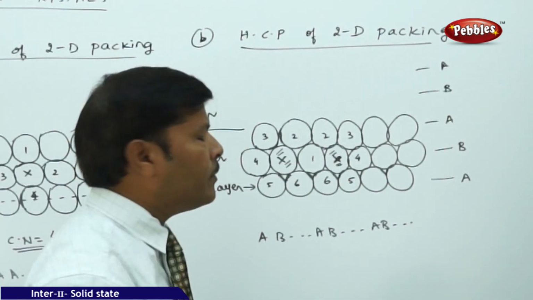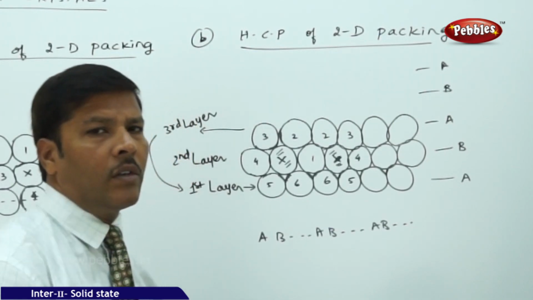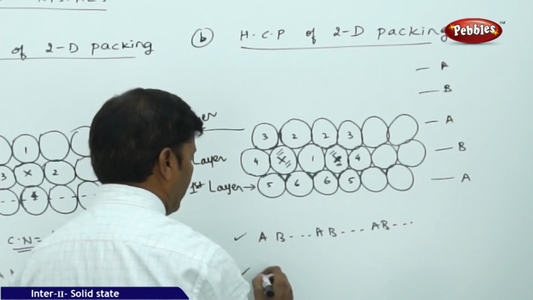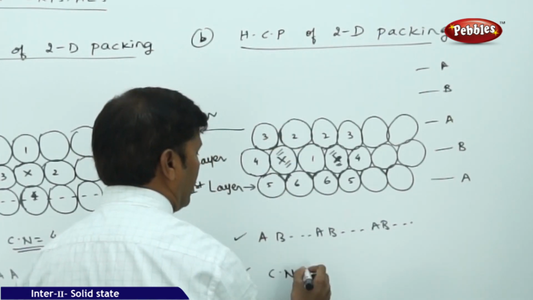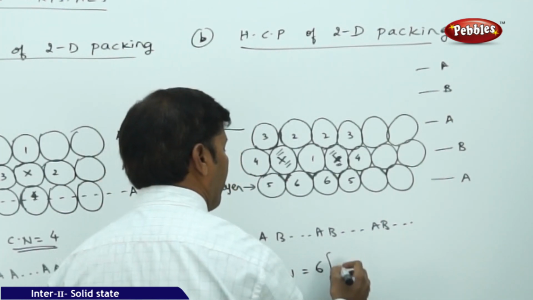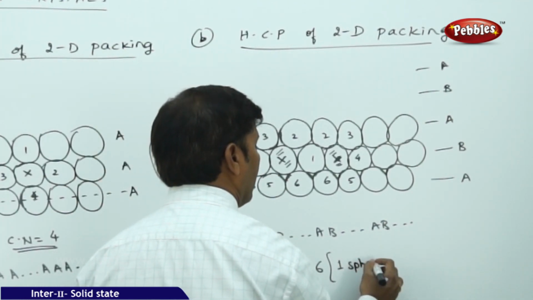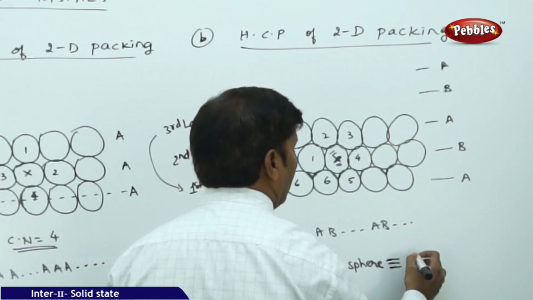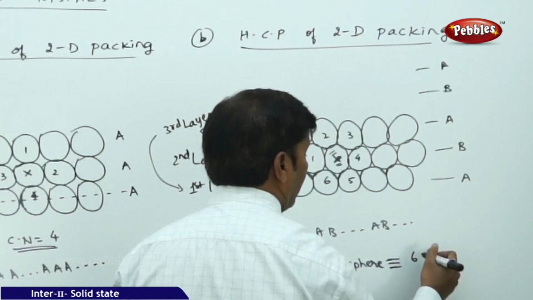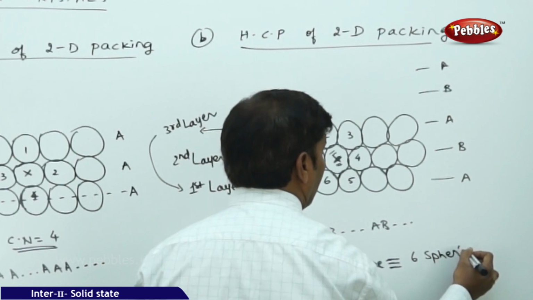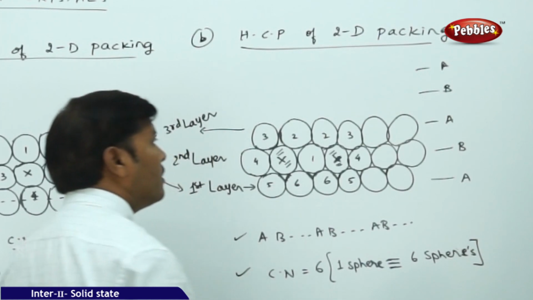So based on that reference sphere, we can predict the coordination number of a given sphere with respect to other neighboring spheres. Therefore, in the case of two-dimensional packing of HCP, we can outright say that one sphere is surrounded by 6 more spheres. One sphere is coming in contact with 6 spheres. So therefore the coordination number is 6.